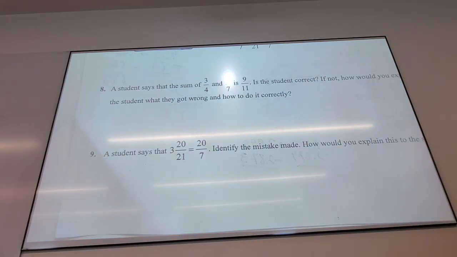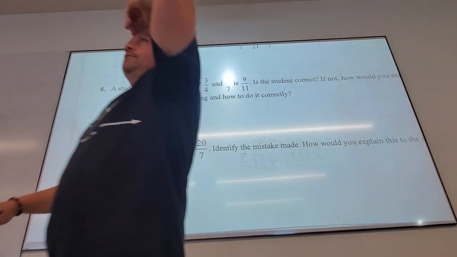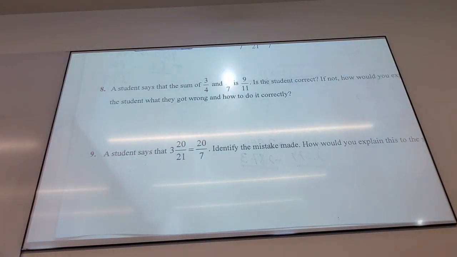Oh, identify the mistake. They multiplied. How would you explain this to the student? Oh yeah, so one other way that came to me was 3 and 21st is obviously bigger than 3. And the student would agree. 21 divided by 7 is 3, so 20 divided by 7 is less than 3. So how could something bigger than 3 equal something less than 3?